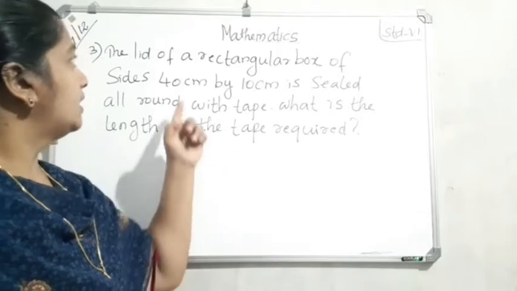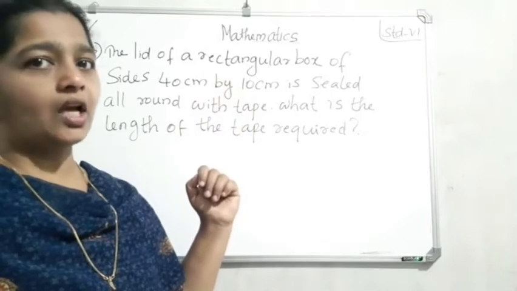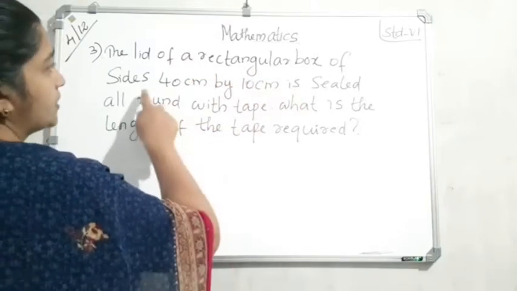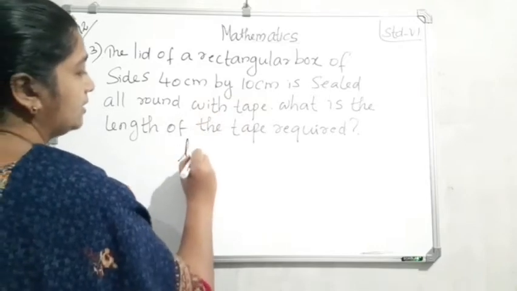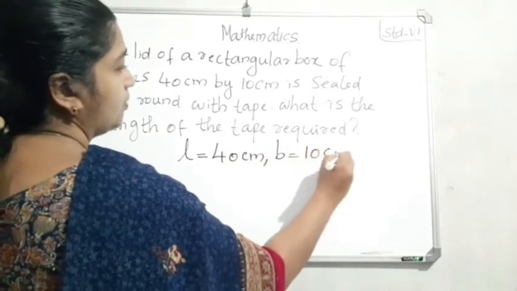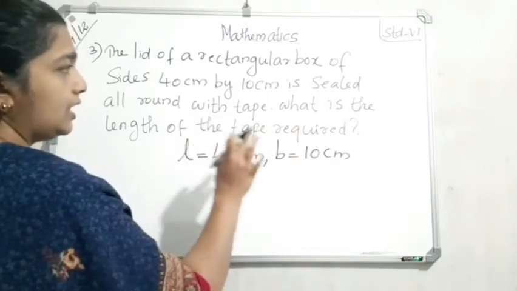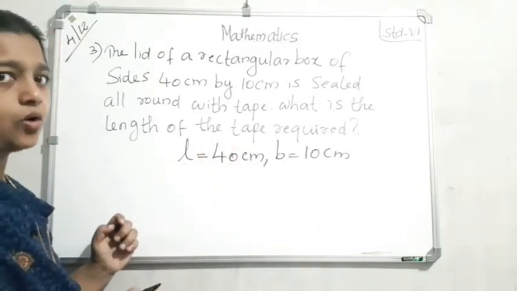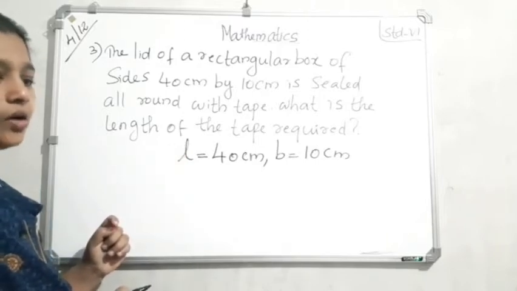Here, which shape is the box? Rectangular shape. So the perimeter of a rectangle we studied is 2 into length plus breadth. The sides of the box are 40 centimeter by 10 centimeter, so length equals 40 centimeter and breadth equals 10 centimeter. It is sealed all round with the tape. So the perimeter of the rectangular box equals the length of the tape required.